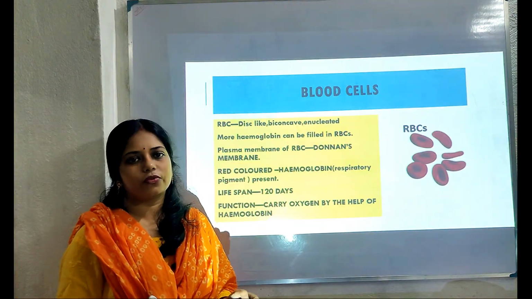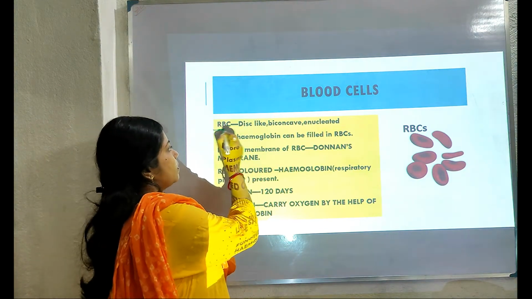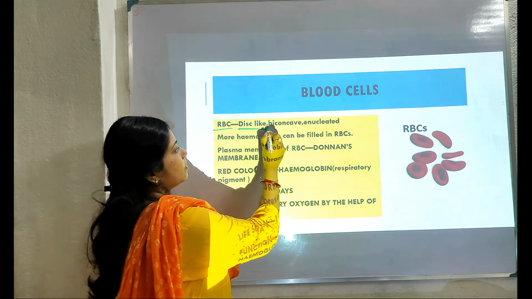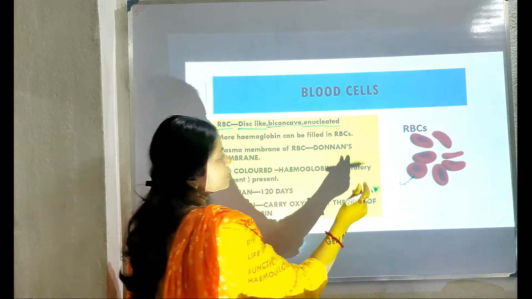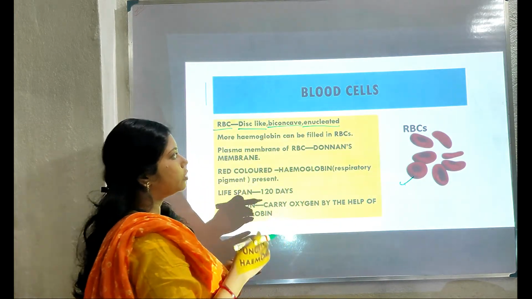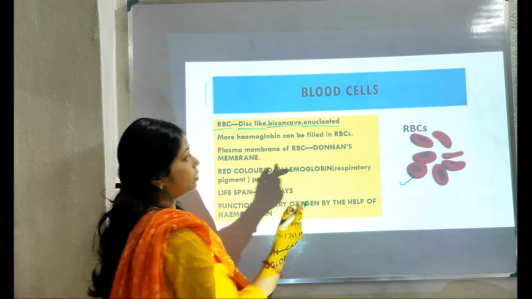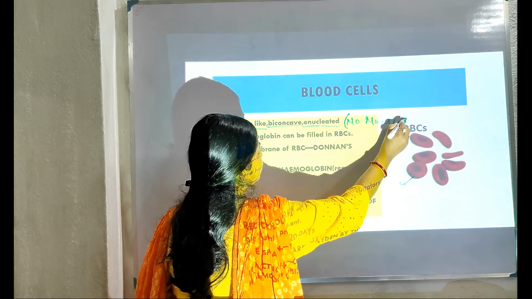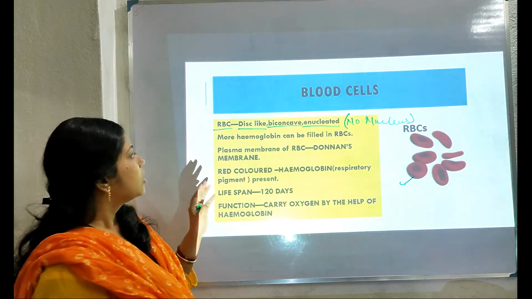So students, first of all, we will know about the blood cells which are called RBC or red blood cells. It is a disc-like, biconcave and enucleated structure. You can see they are disc-shaped, biconcave. Both surfaces are concave, that's why biconcave, and enucleated. That means no nucleus. At the mature stage of the RBC, the nucleus is absent.